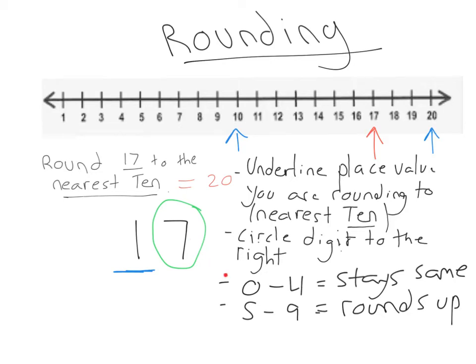if that circled digit is 0 to 4, the underlined digit would stay the same. If the circled digit is 5 to 9, it'll round up. So our circled digit is obviously in this 5 to 9 category. So we would round up the 1. What's 1 higher than 1? Obviously 2. And then any numbers behind it, so to the right, become a 0. We already established that 17 rounds up to 20. So we've just sort of used our rule here to prove again that 17 rounds to 20.